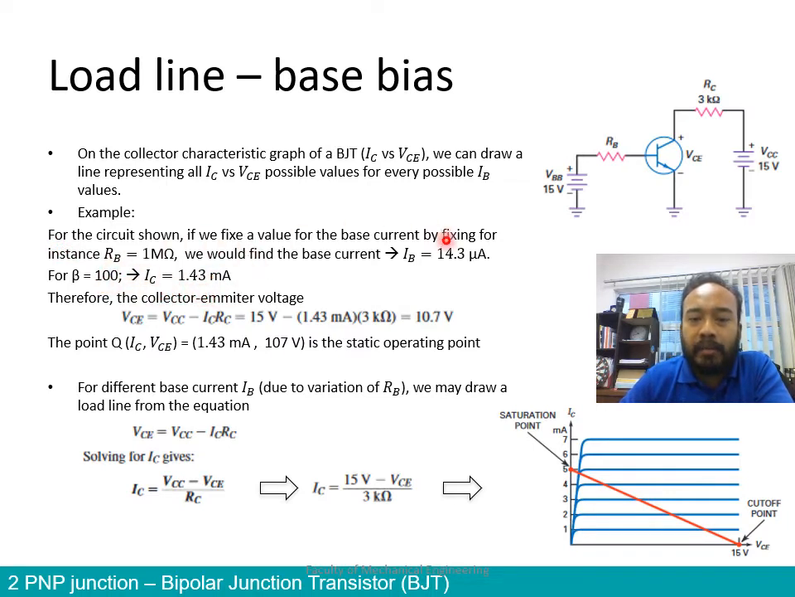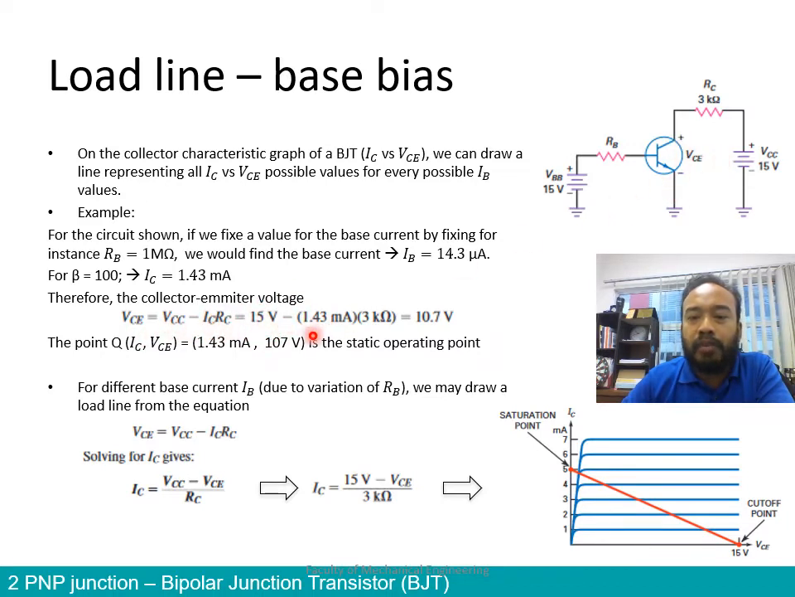IC is 100 multiplied by IB. So from IB of 14.3 microamps, you will end up with IC equals to 1.43 milliamps. So therefore, the collector current is now 1.43 milliamps. So you can calculate now the output voltage of VCE by calculating the KVL inside here. So KVL inside here is written over here, VCE. So VCE equals to VCC minus ICRC.